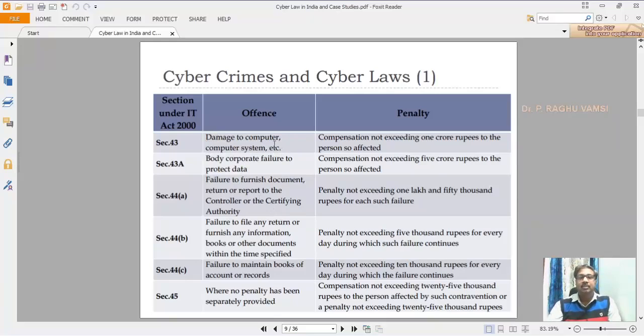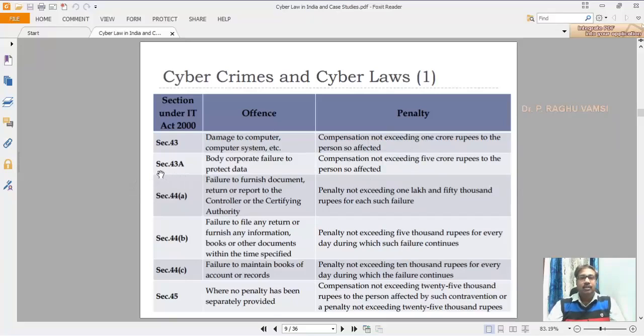Here the damage may be a physical damage or maybe damage through a hacking activity. Under this particular computer and computer system, even CCTV cameras or any other electronic component that is linked to the computer will be included. So compensation not exceeding 1 crore rupees to the person so affected.